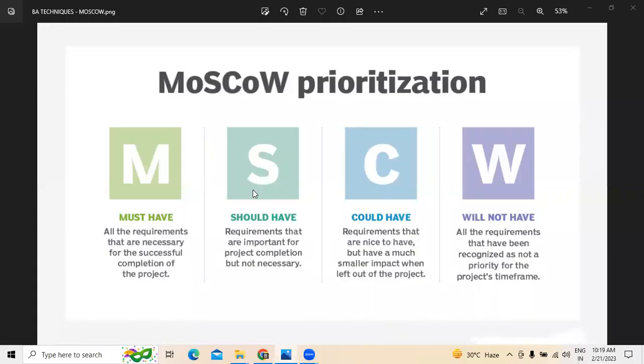Hi, today we are going to discuss the business analysis technique called MoSCoW, because this is a prioritization technique which is mostly used in prioritizing the requirements when you want to develop an application. This is one of the prioritization techniques. Of course, there are different techniques.